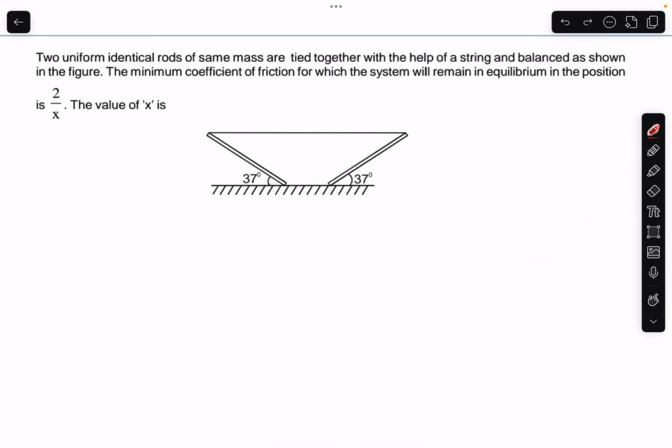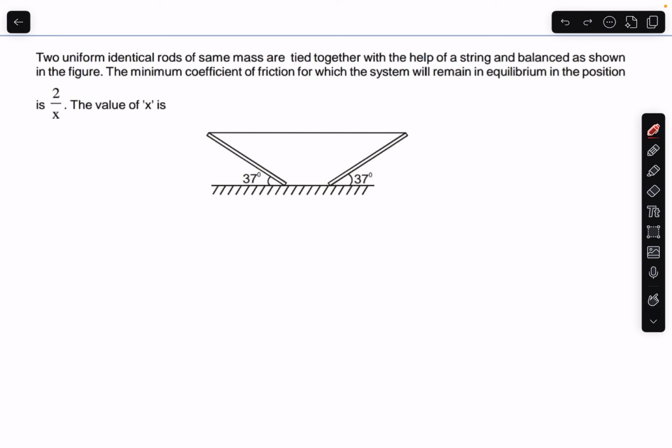Hello everyone. This is a problem which involves the equilibrium of certain rigid bodies under the action of various forces. Two uniform identical rods of same mass, that means the linear mass density will be same. So for all calculation purposes, we will take the center of mass of the rod at its midpoint. The two rods are tied together with the help of a string and balanced as shown in the figure.